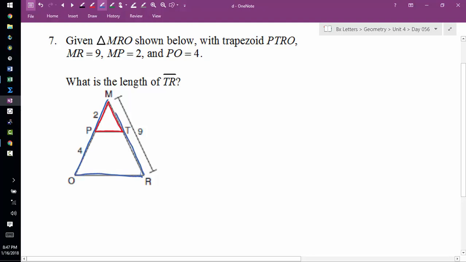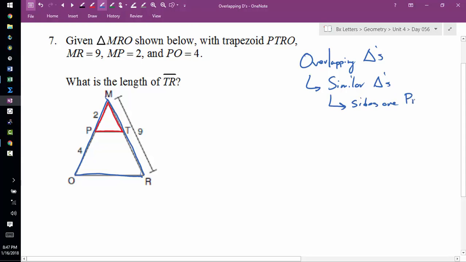And I'm going to remember whenever I see this kind of setup, whenever I see overlapping triangles, what should come to mind is similar triangles. And what should come to mind from similar triangles is sides are proportional.